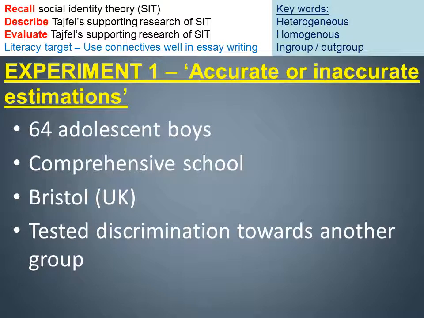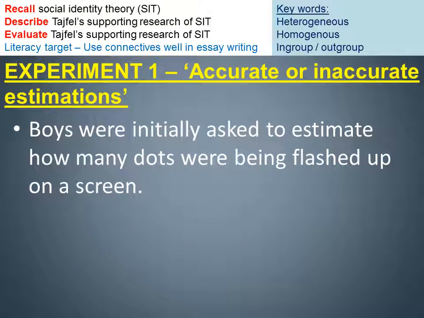Now in experiment 1, accurate or inaccurate estimations, 64 adolescent boys, all in the UK from a comprehensive school, were tested to see whether they would have discrimination toward another group. Now Tajfel did this by asking the boys initially to estimate how many dots on a screen were being flashed.